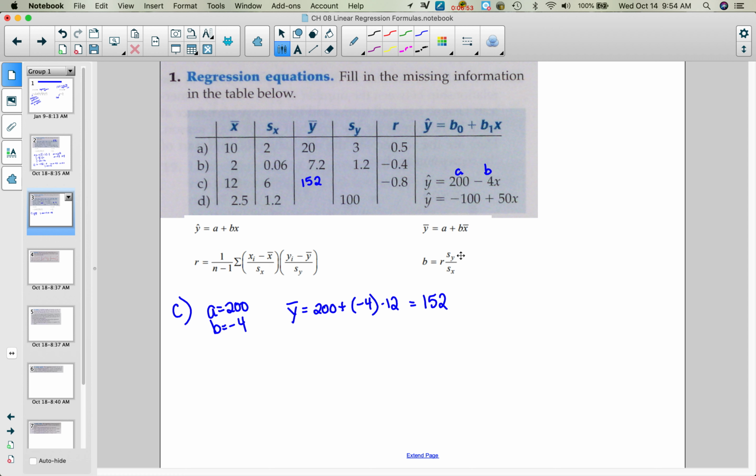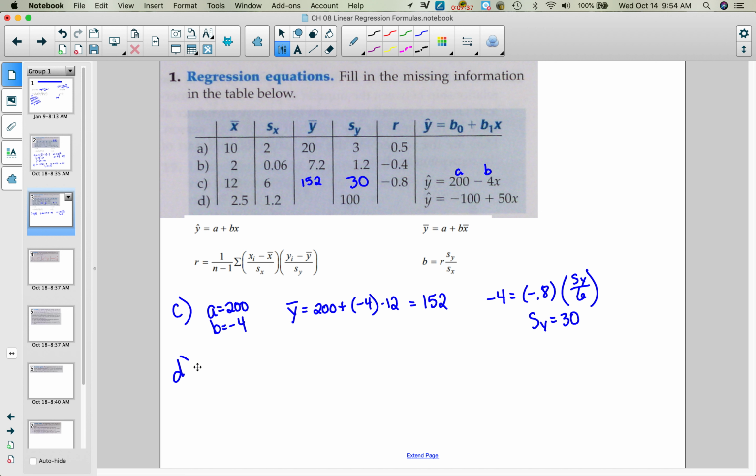And now I need to find S sub y. I know B, I know R, I know S sub x. So we know B is negative 4, R is negative 0.8, and S sub x is 6. So I'm solving this. I'm going to multiply both sides by 6, so I get negative 24, and then I'm going to divide by negative 0.8, and I get S sub y equals 30, so I could fill that in. We were just asked to fill in the chart, so that's part C.